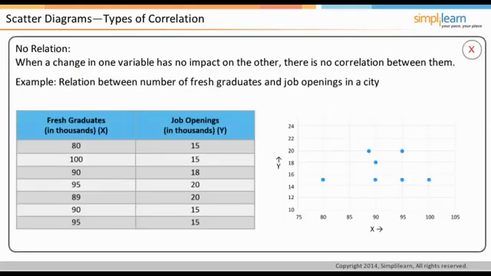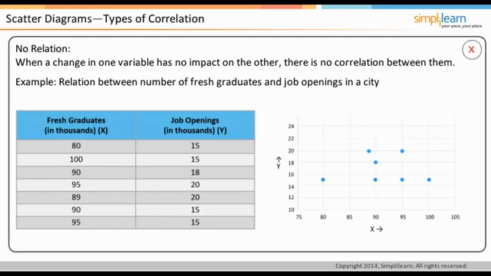When a change in one variable has no impact on the other, there is no relation or correlation between them. Let us consider the following example. To study the relation between the number of fresh graduates in the city and the job openings available, data for both was collected over a few months and tabulated as shown. The scatter diagram for the same is also displayed.